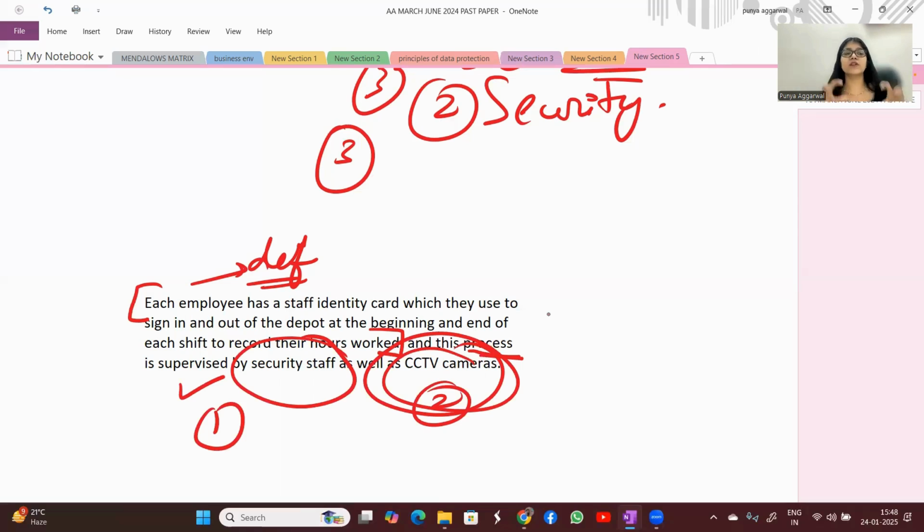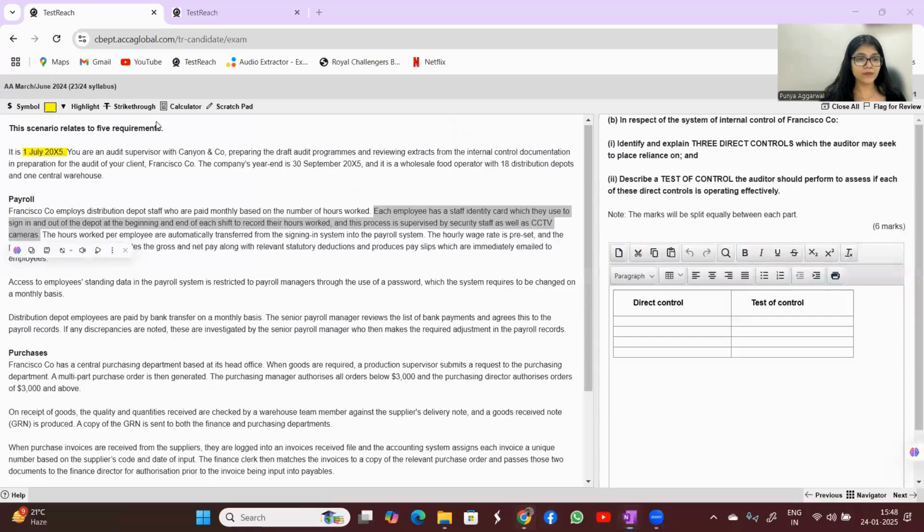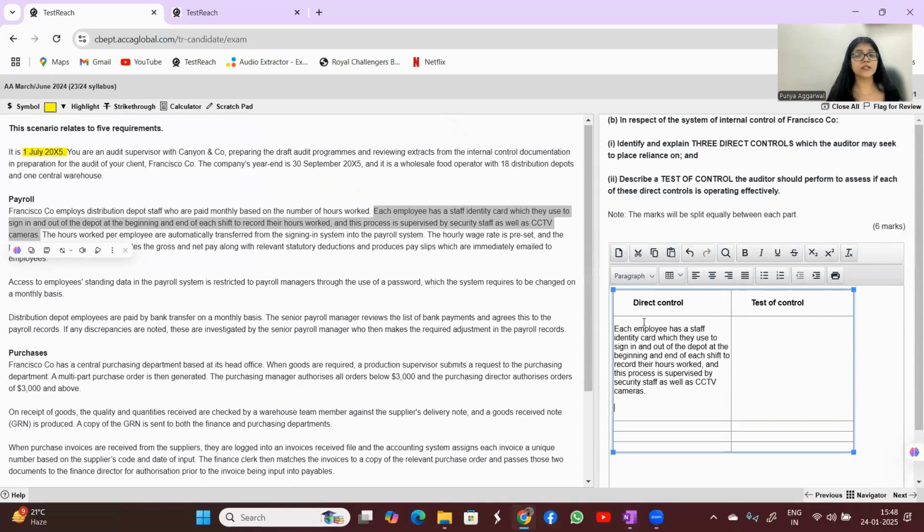You need to read it very, very carefully in order to identify whether it is a deficiency or a control. So I'll copy paste the statement and write over here how it is a direct control, just like I explained, because there is a CCTV camera and this will eliminate the risk of some employee punching in for somebody else. Then the test of control would be to check the CCTV cameras, to discuss with the security staff to make sure that he's there, to check his records, all of those things, anything that you can write.